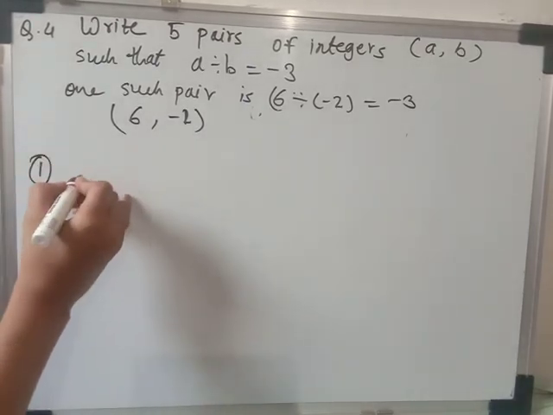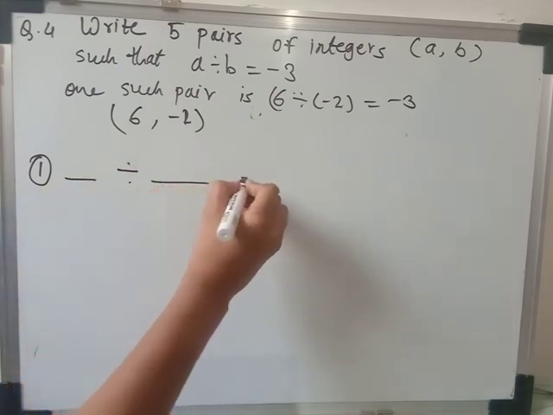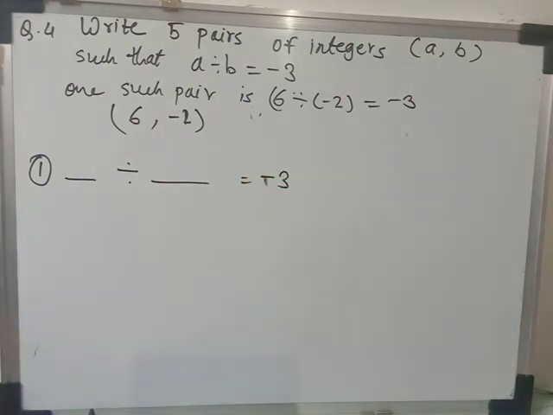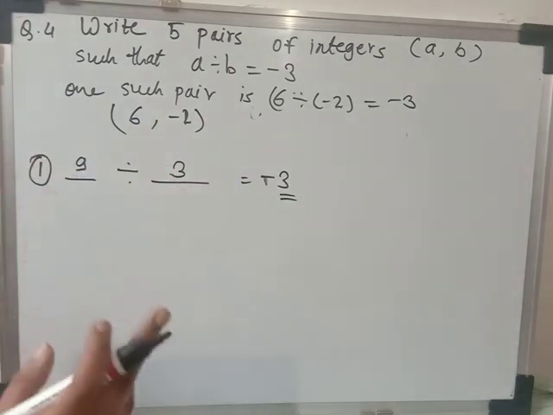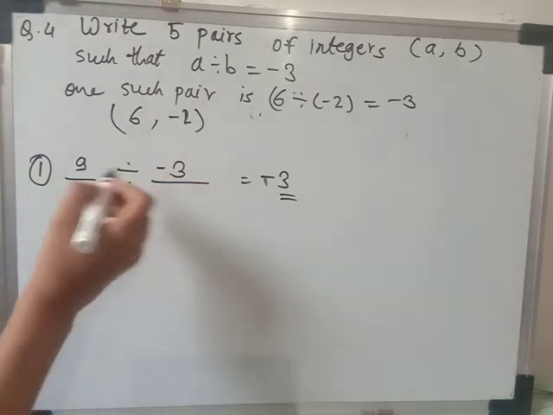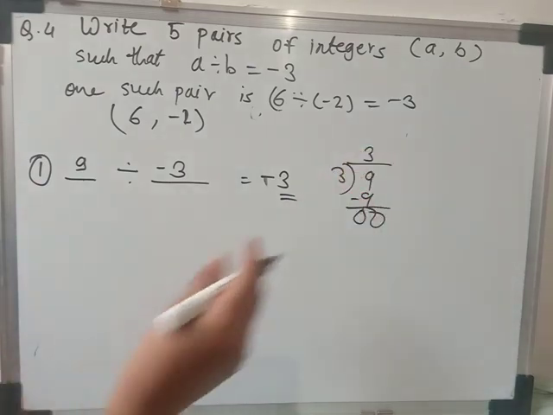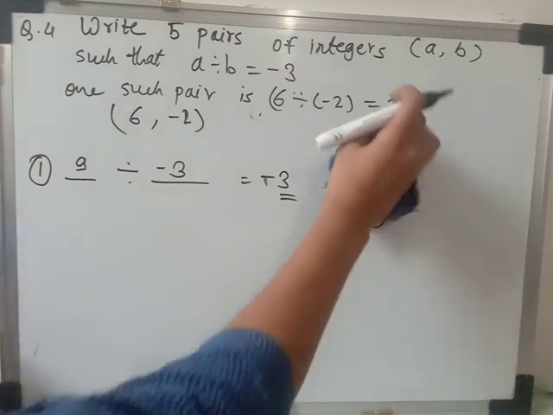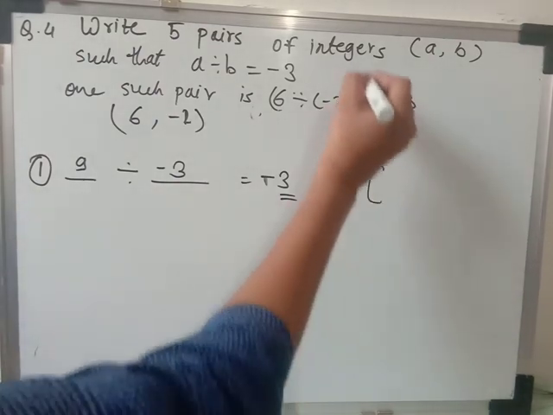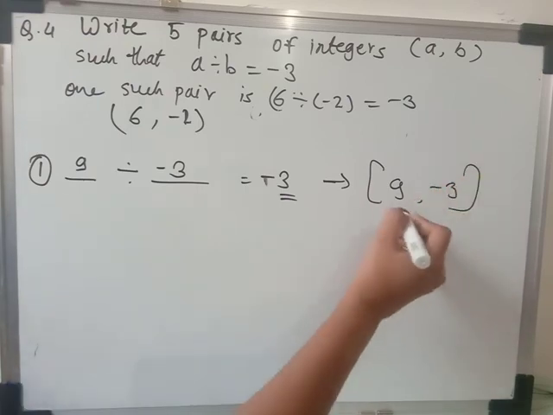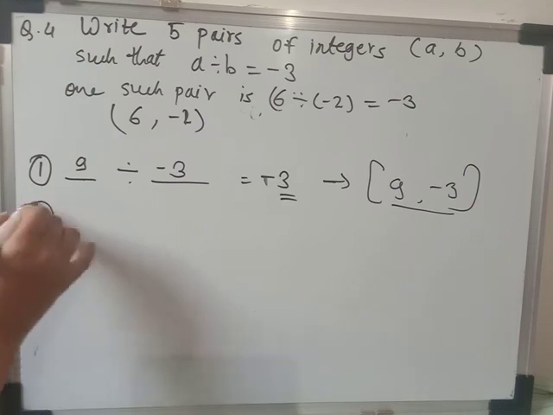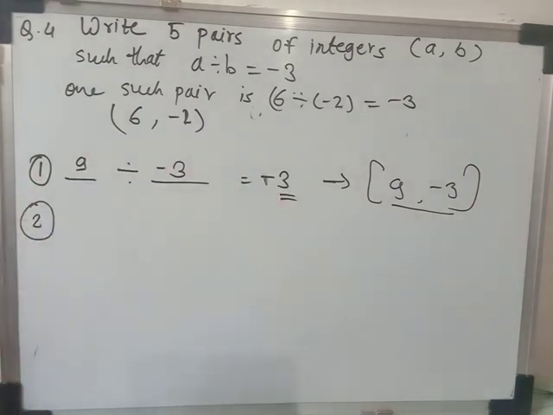If I take the first pair, here I have to find 2 integers whose quotient is -3. If I take 9, and divide by 3, both integers are positive but our quotient is negative, which means one of these two integers should be negative. So I'll put the sign over here. Here 3 3s are 9, so we got the answer. This is one pair, like a and b, 9 and -3, because if we divide them, we get -3. In this way you can make any number of pairs whose division is -3.